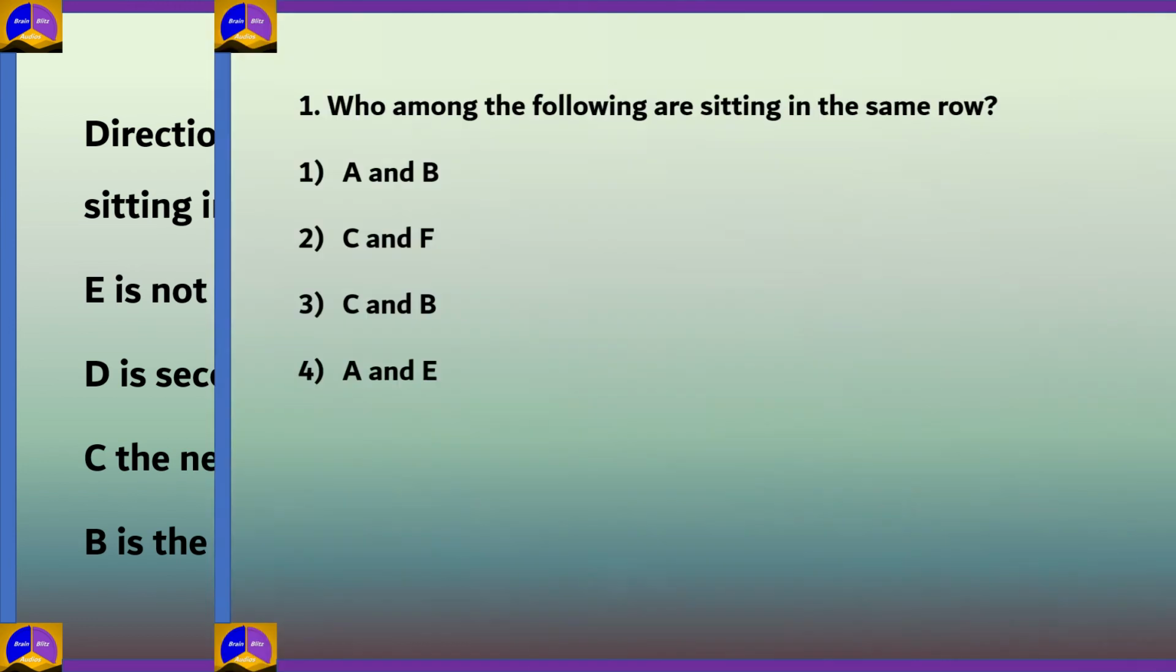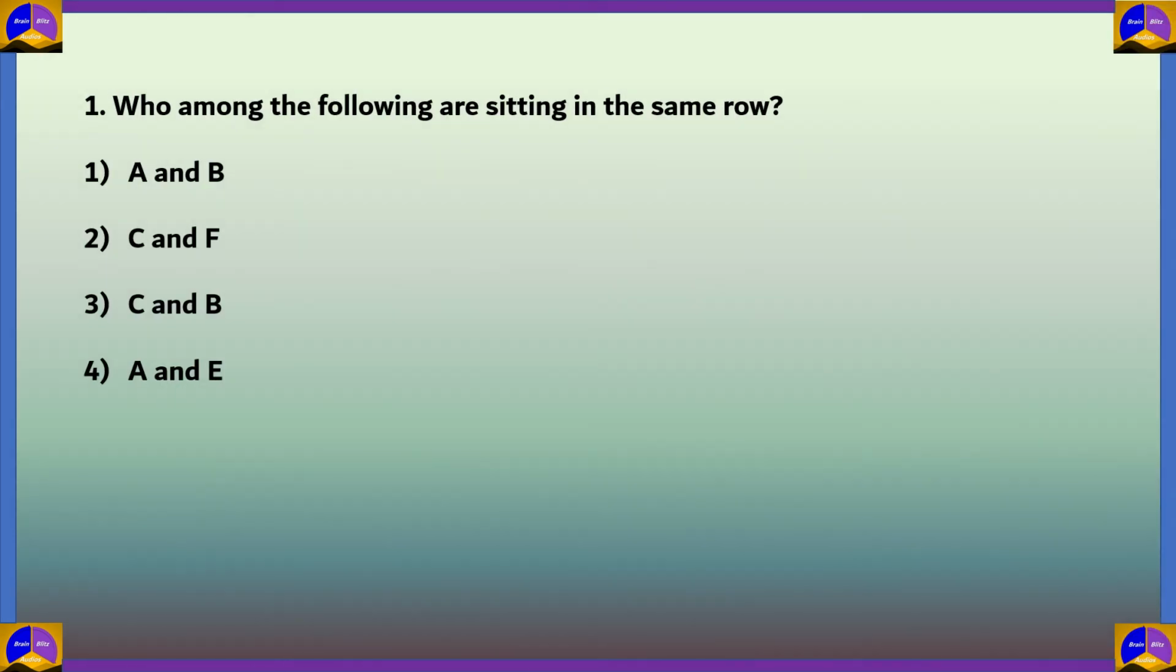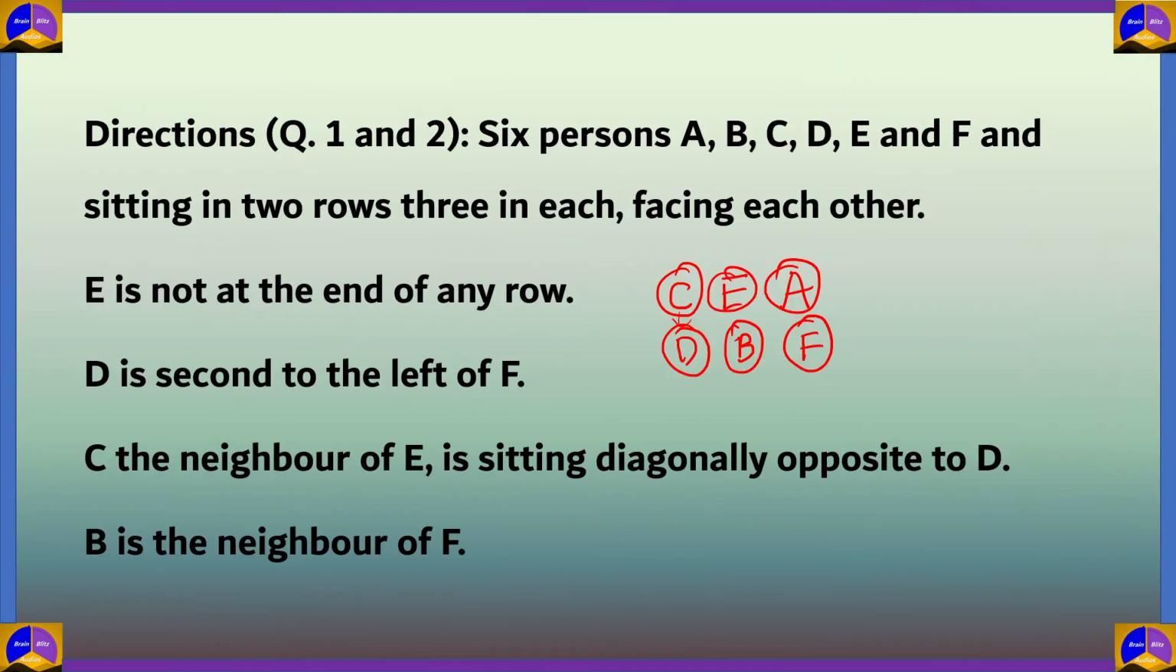So let's look at question number 1. Who among the following are sitting in the same row? Options 1, A and B, 2, C and F, 3, C and B, and 4, A and E. Let's look at each of the options. A and B.